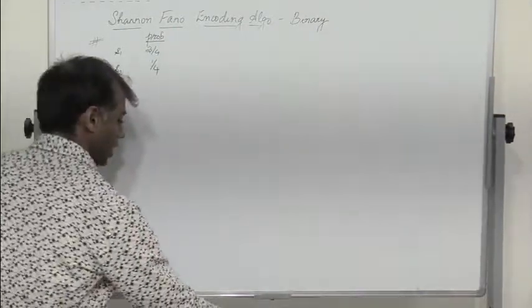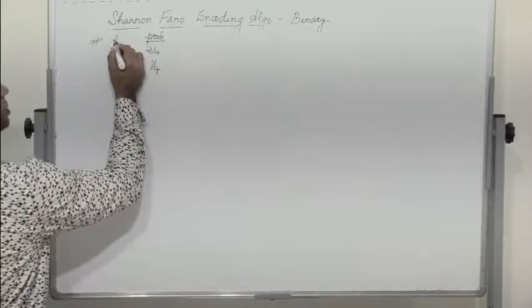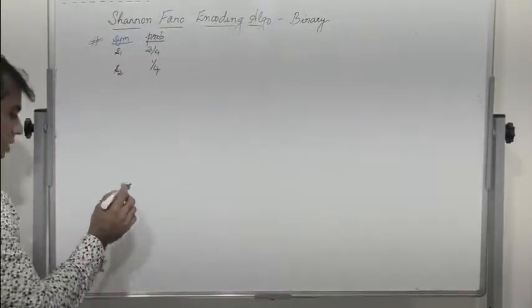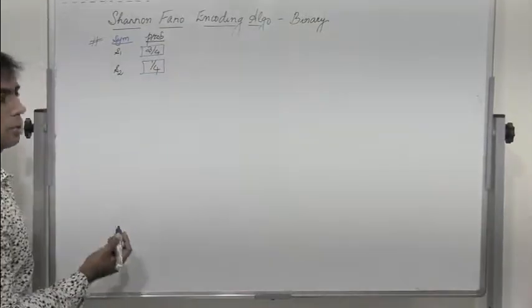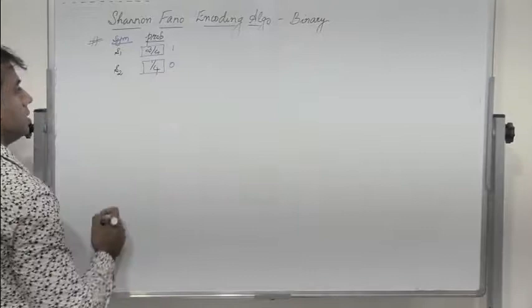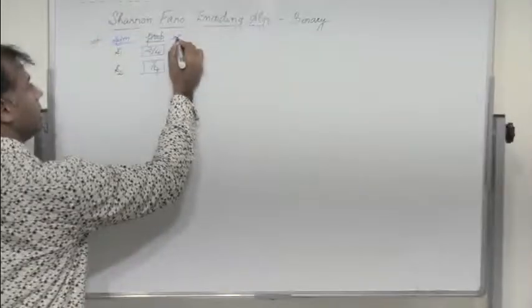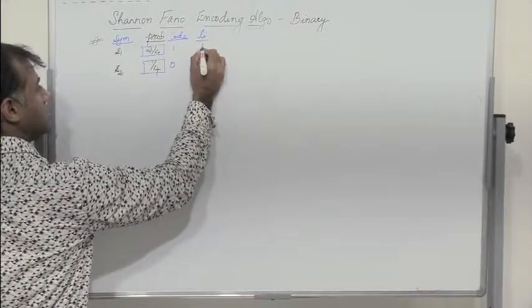So now we have already listed the messages or symbols in their decreasing order of probabilities. Divide this into two groups of nearly equal probabilities. So this is the only division. Assign 1 to the top group, 0 to the bottom group. So what is the code? The code is nothing but 1 and 0. And what is the length? The length is 1.